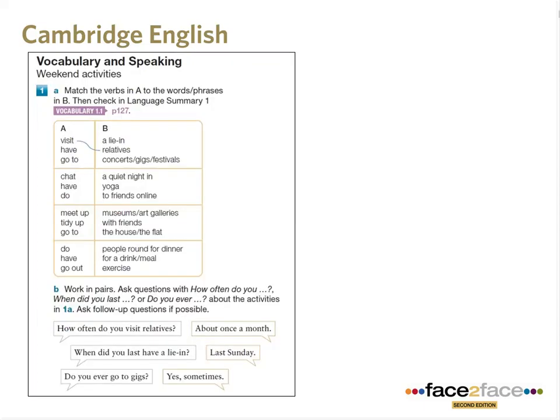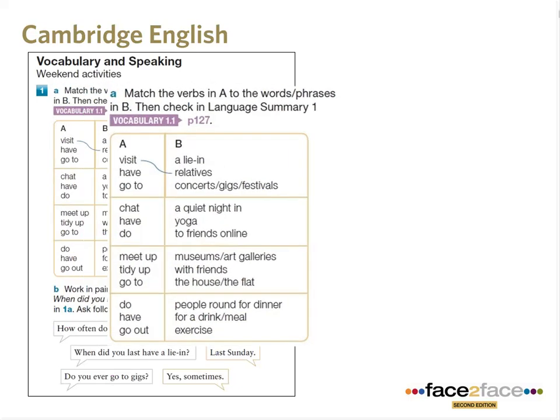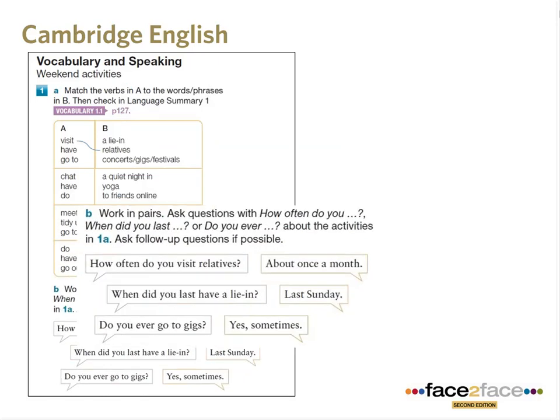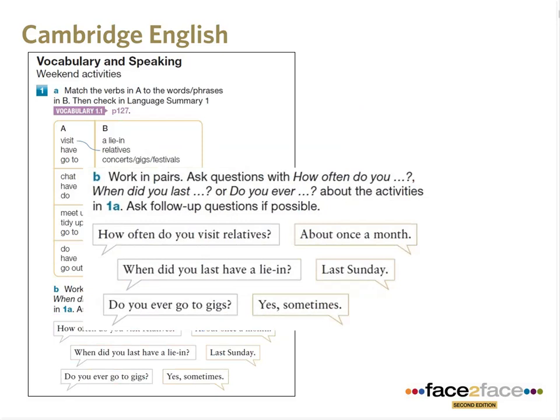Here's another example where we have a fairly standard match the verb to the rest of the words and phrases. So visit relatives, have a lie-in, go to concerts or gigs or festivals. So students do that, check in the language summary, teacher deals with any problems. Then immediately we ask them to work in pairs and ask questions. And to help them, we've given them some question stems, like how often do you visit relatives? When did you last have a lie-in? Do you ever go to gigs? So the vocabulary immediately turns into a communicative, personalized speaking activity.